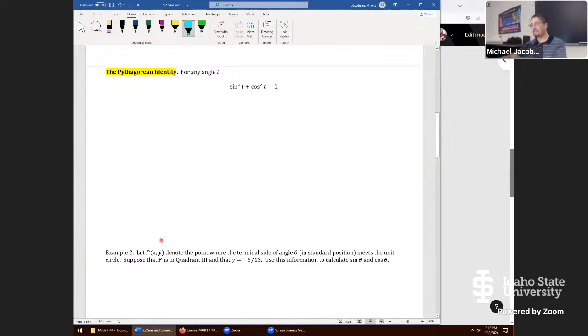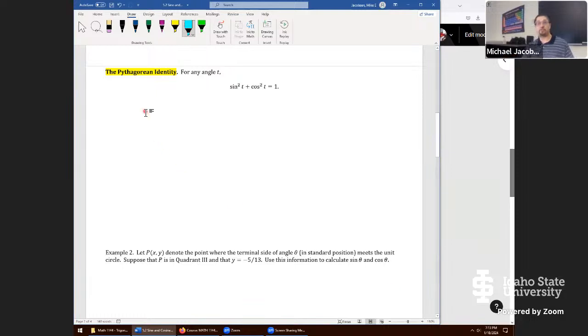Example 2. Example 2 says, let P(x, y) denote a point where the terminal side of theta meets the unit circle. P is going to be in quadrant 3. The second coordinate is -5/13. And we need to calculate sine theta, cosine theta. Really confusing question, just the way it was even stated.